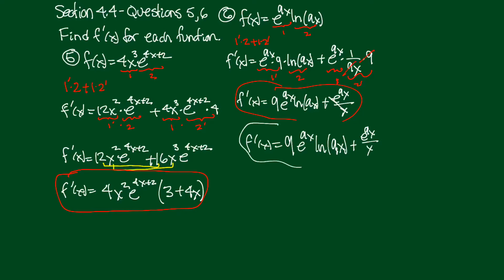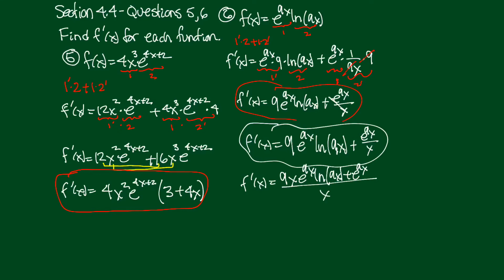You know, this is probably good, but in some cases, we may want to get this over a common denominator, which is x. So a common denominator, if I write this denominator as x, I'll have to multiply over here. So I could rewrite this like this. F prime of x equals 9. Now multiply it by x. e to the 9x ln 9x plus e to the 9x. All of that is over x now.